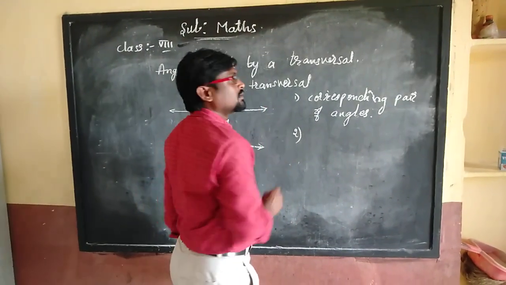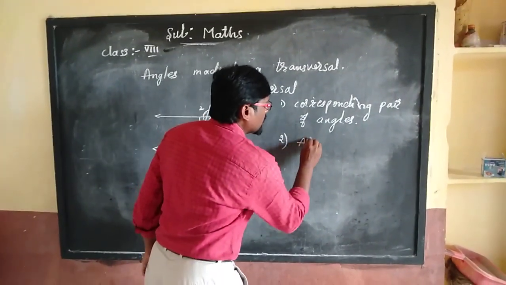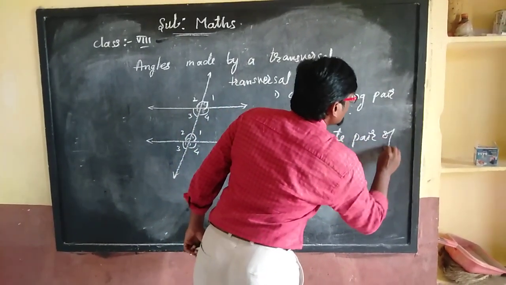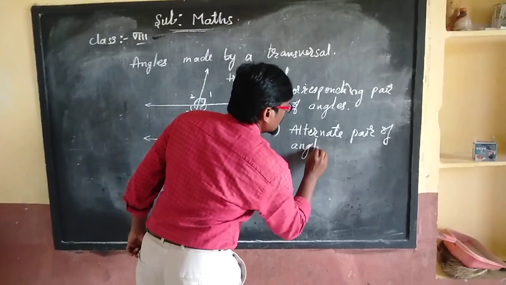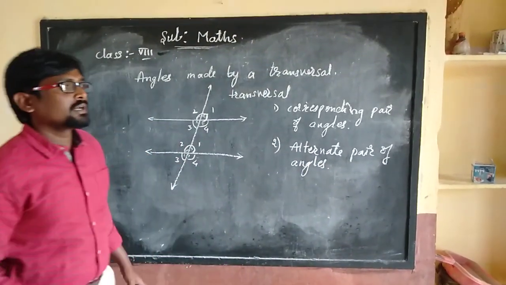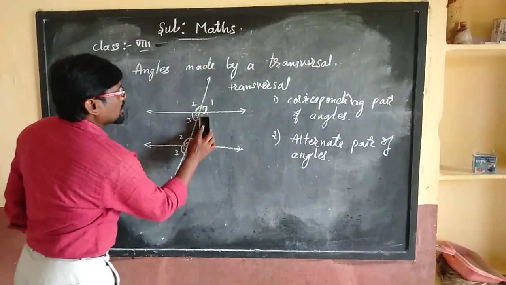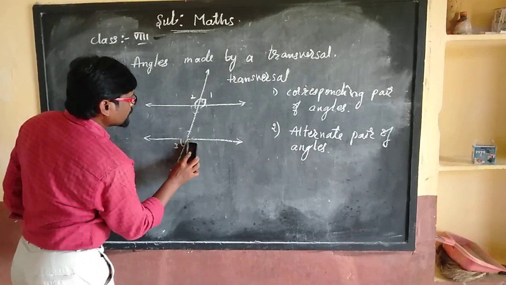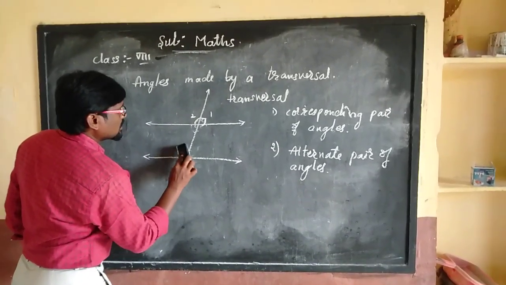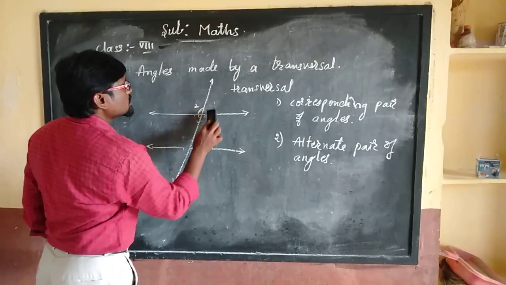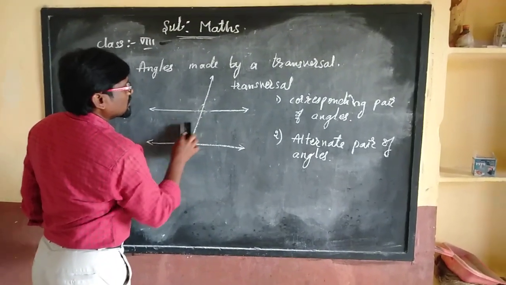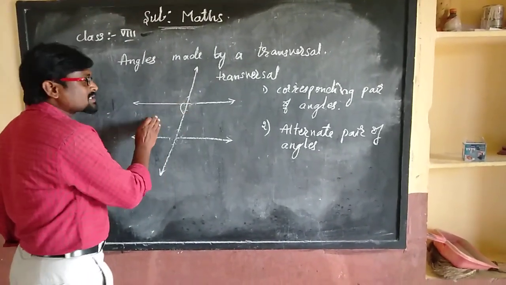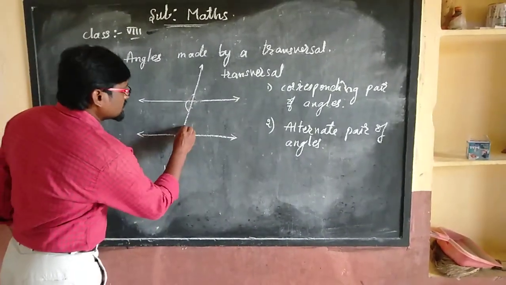Now we are going to study the second one, that is the alternate pair of angles. What is this alternate pair of angles? Let me tell you. The angles on the different sides of the transversal are called the alternate pair of angles.